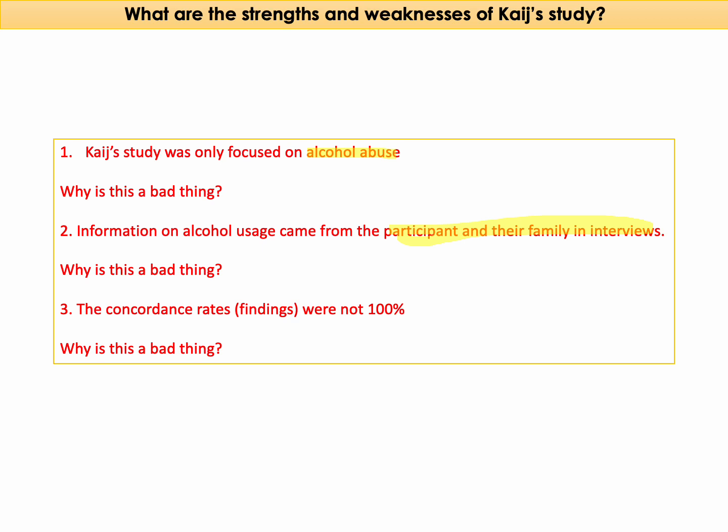And then finally, the concordance rates. The findings from this study were not 100%. So what we mean by that is the MZ twins, there was not 100% concordance rate. So not every single identical twin who's an alcoholic has an identical twin who is also an alcoholic. There was only a 54% concordance rate, which means that for 46% of the other twins, one twin was an alcoholic and the other wasn't. So that shows that it can't be completely genetic. There must be other factors like the environment.